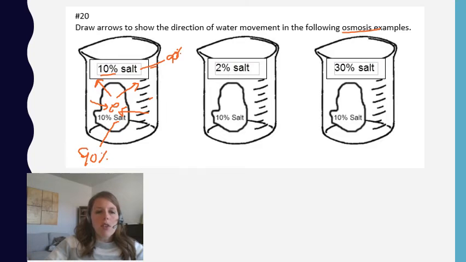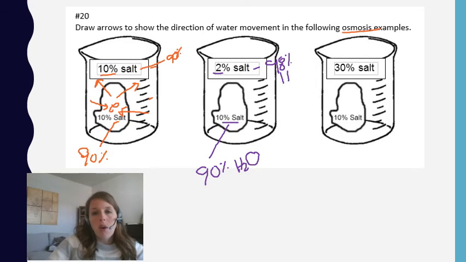Let's look at these next two examples where the movement won't be both directions, but it'll definitely be in one direction. Once again, a cell with 10% salt. Let's always remember in osmosis you want to keep the water in mind. So 90% water, H2O. Inside the cell is 90% water, and outside the cell is only 2% salt. How much water does that make it? Well, if it's 2% salt, that makes it 98% water.